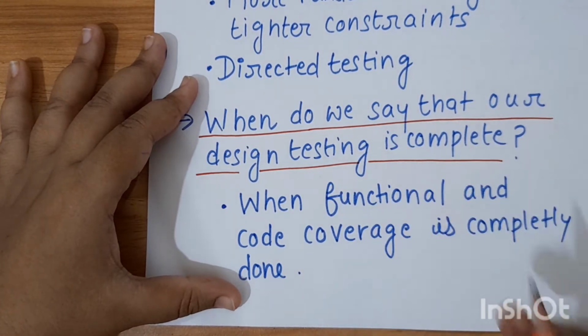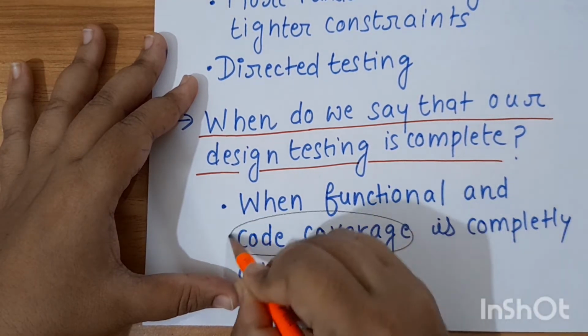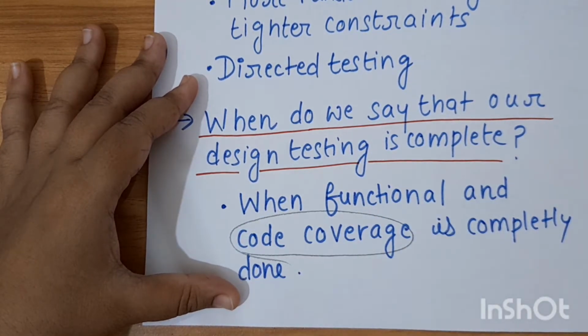When can we say that our design testing is complete? There are two concepts involved. One is the functional coverage and another is the code coverage. When functional coverage is 100% and the code coverage is 100%, at that time we will say that our design is complete. Now, code coverage is what? There should not be any redundant code. All the statements should be covered in the code.